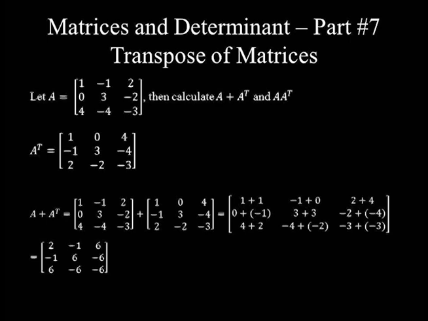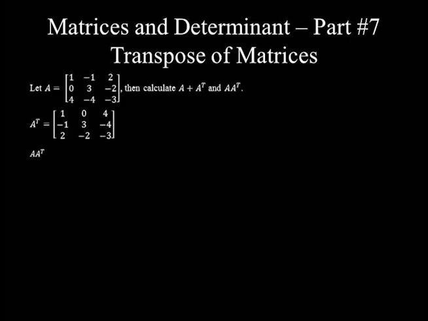Next, let's solve A times A transpose. A is a 3 by 3 matrix and A transpose is a 3 by 3 matrix. Since the number of columns of matrix A, which is denoted by this second 3, is equal to the number of rows of A transpose, which is denoted by this first 3, we can multiply these two matrices.